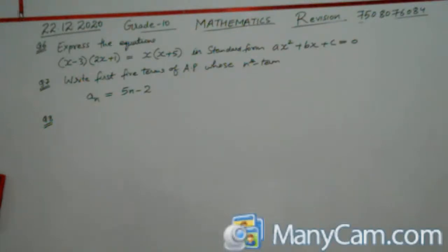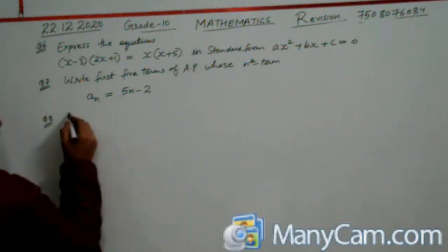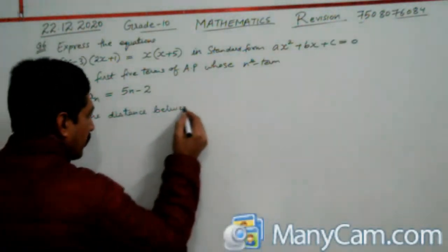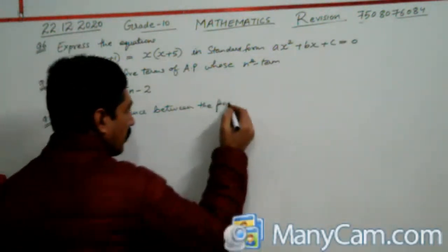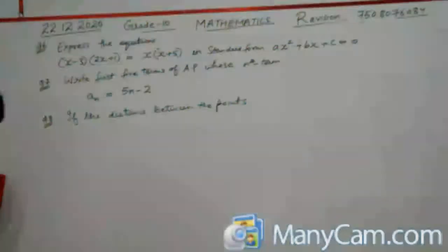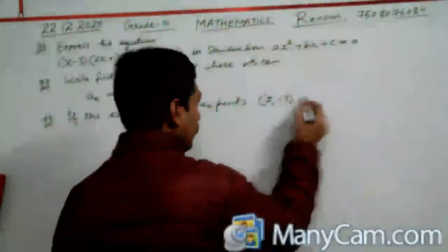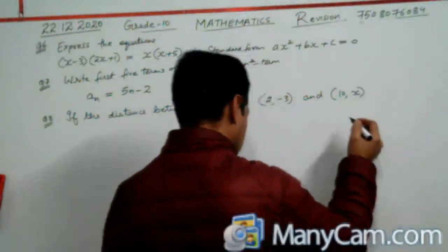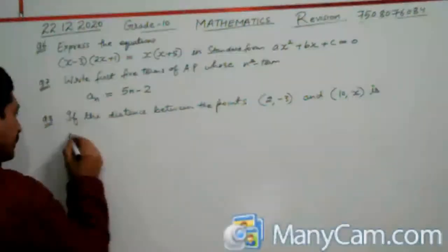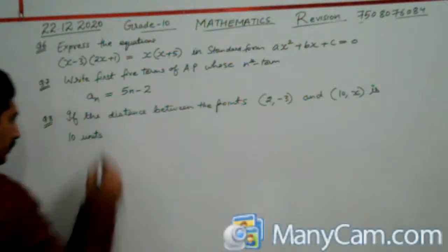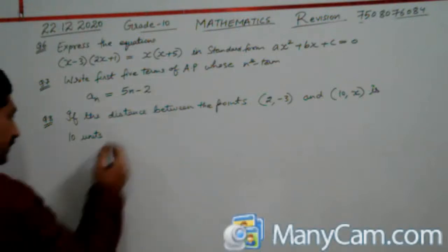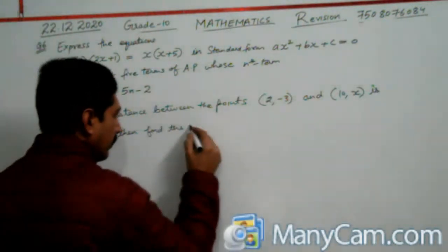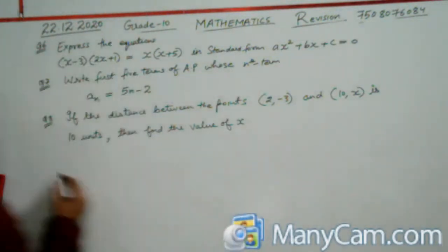Next question. If the distance between the points 2, minus 3 and 10, x is 10 units, then find the value of x. Next question.